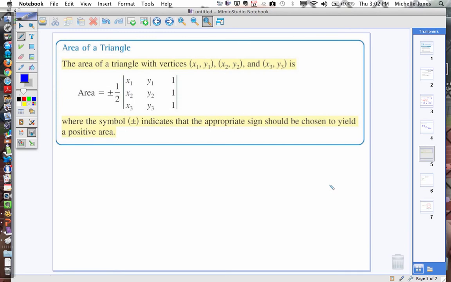On to our next application. So area of a triangle. So go ahead and write down this formula. This is going to help us find the area of a triangle that has 3 separate vertices or points. Vertices are the corners. So these are the corners of our triangle. So you just have XY points, and they're labeled as X1, Y1, X2, Y2, and X3, Y3.